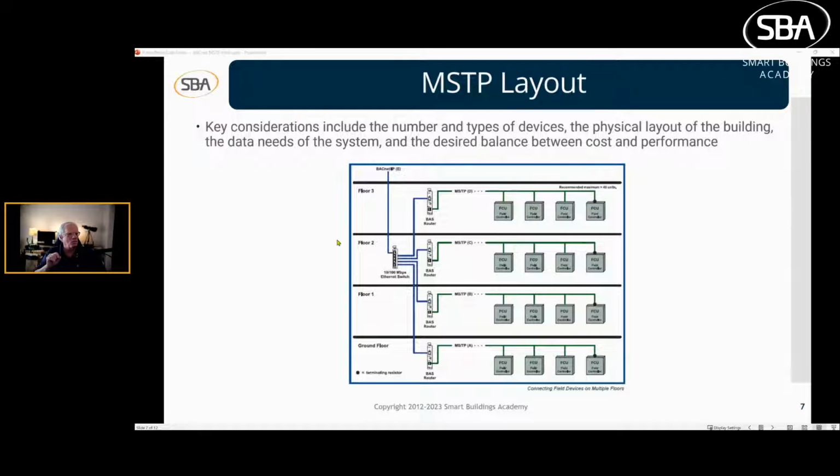So you have to know what you're installing, where you're installing it, and why you're installing it. But basically, this is what it looks like when you have a distribution over a 4-story building. After the repeater, you have your MSTP devices. Each one of these has a unique identifier and a unique MAC address.